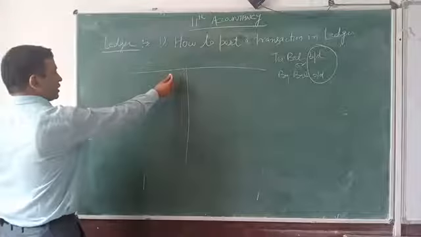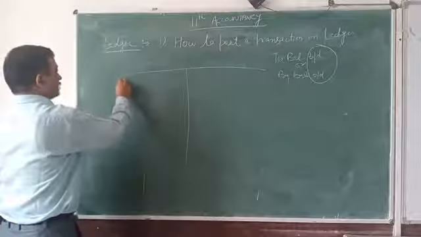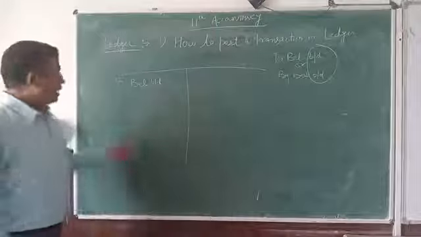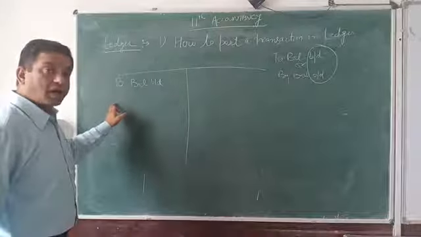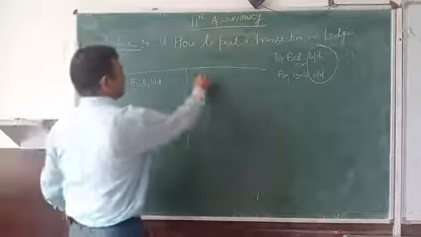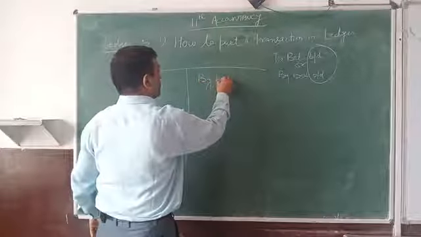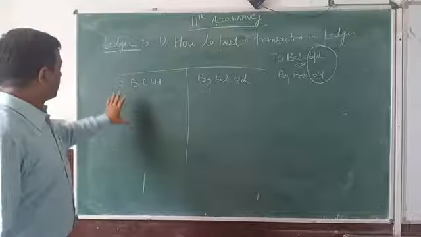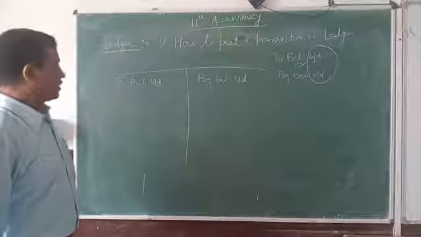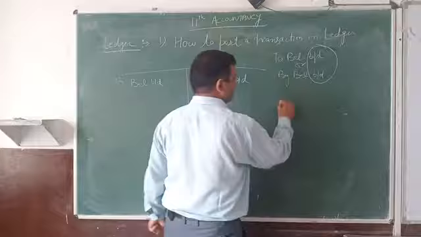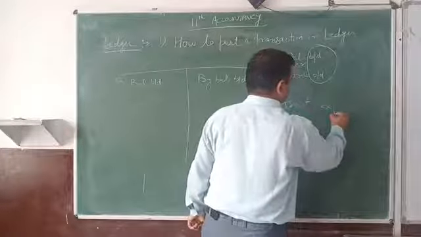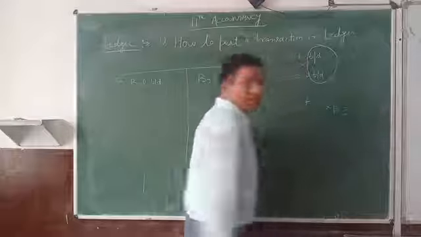Like if I am talking about the debit balance, it should be to balance brought down. And if I talk about any account having a credit balance, it should be shown as by balance brought down. Okay, balance brought down. Now all the assets, all the expenses always have a debit balance.